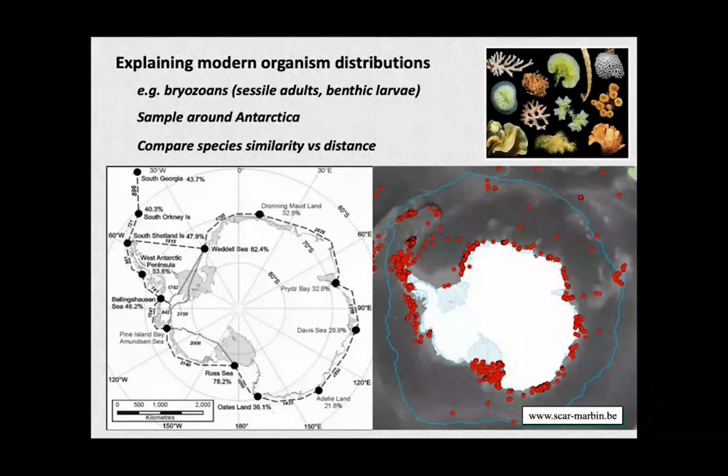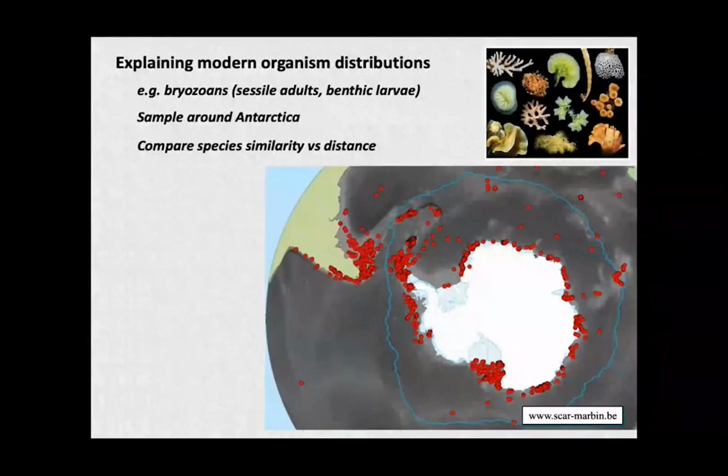We can look at the distance apart of those areas, shown on the left-hand side around Antarctica, with and without putative seaways. And we can compare similarity of bryozoan assemblages with distance apart, with or without those seaways in the models.